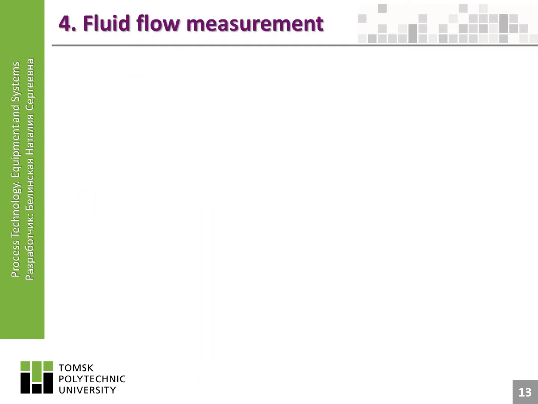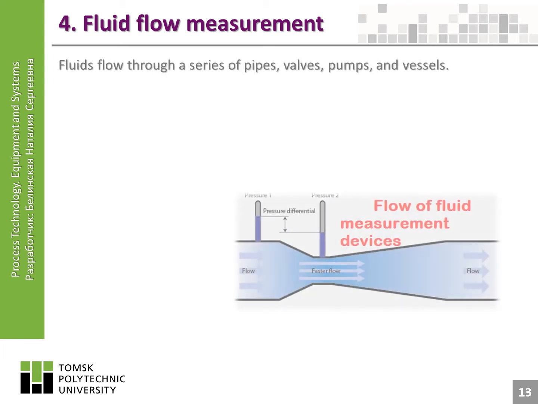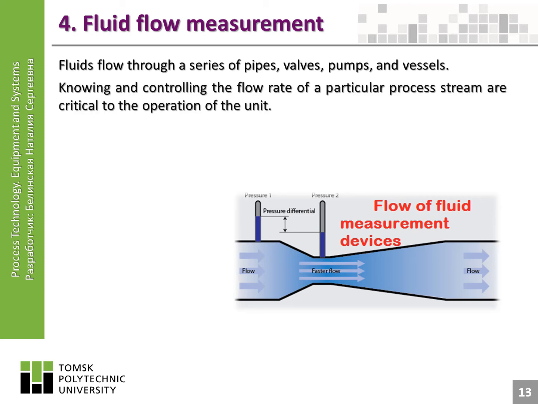Fluid flow measurement. Fluids flow through a series of pipes, valves, pumps, and vessels. Knowing and controlling the flow rate of a particular process stream are critical to the operation of the unit.